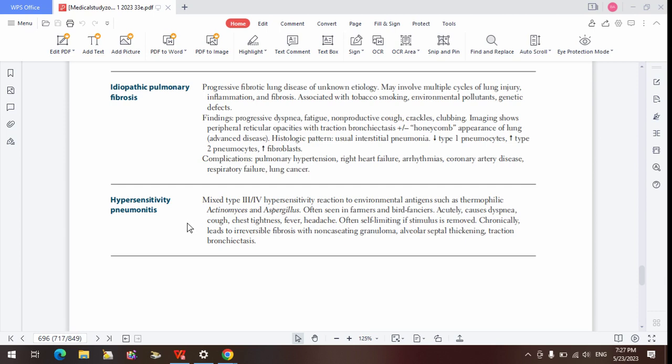Hypersensitivity pneumonitis. Hypersensitivity pneumonitis is actually a type 3 and a type 4 hypersensitivity problem. So it's a mixture of both type 3 and type 4. That is it.